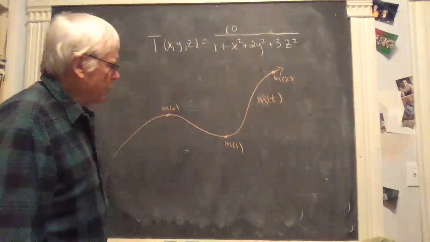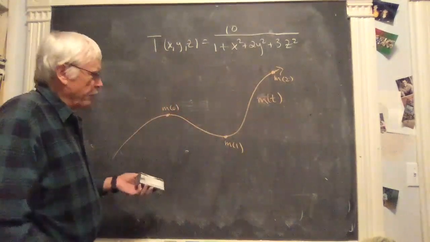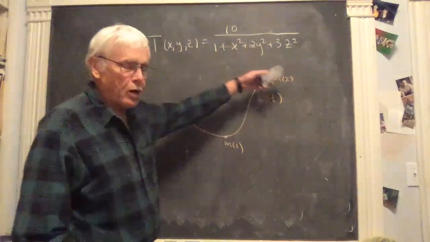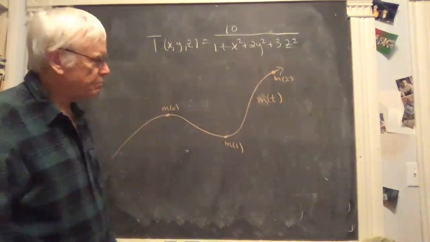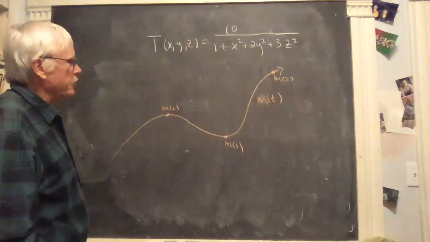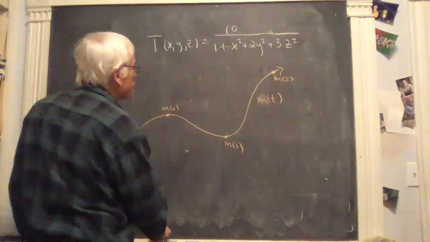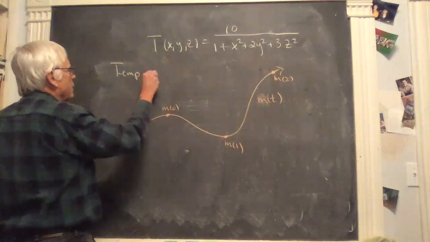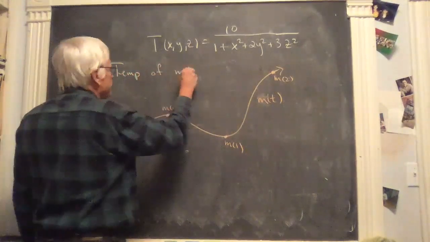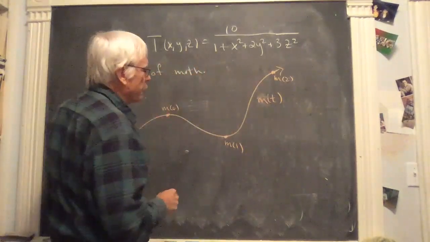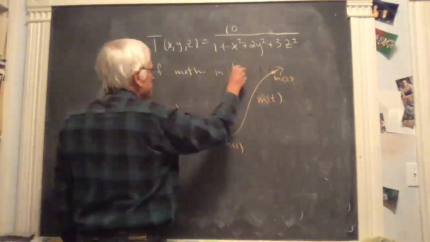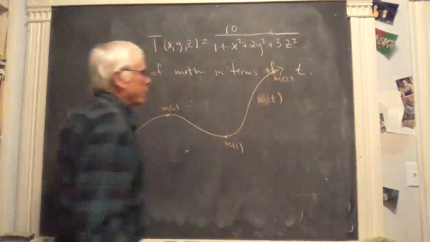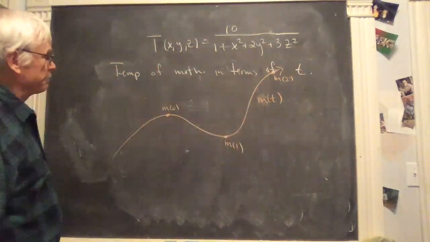Moreover, I would like to know information about that temperature function. Is the temperature increasing or decreasing for the moth as he travels this path? So those are things I would like to find. So let's find the temperature of the moth as a function of time. So we want it in terms of the t variable.